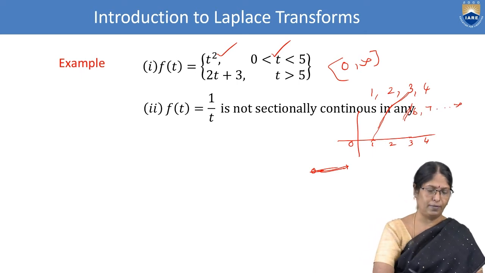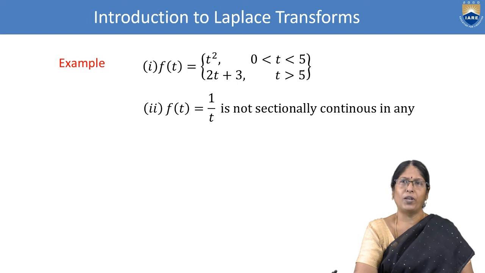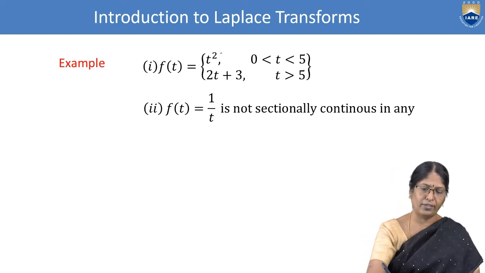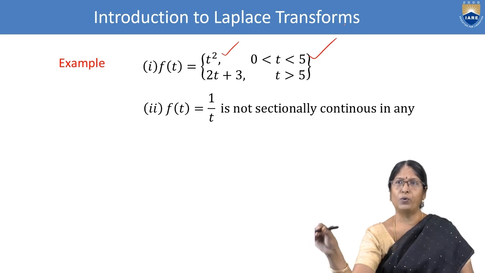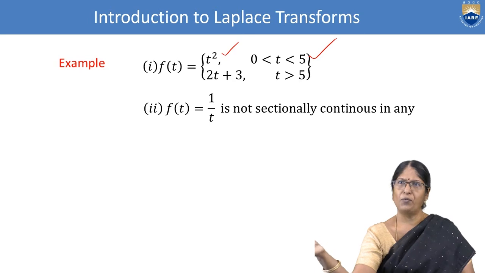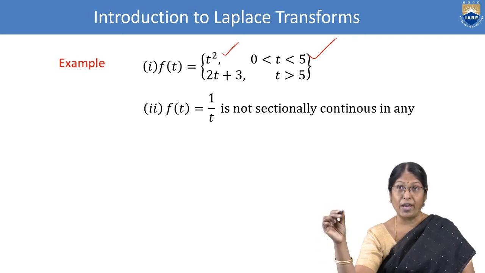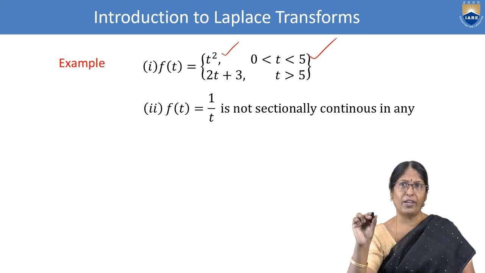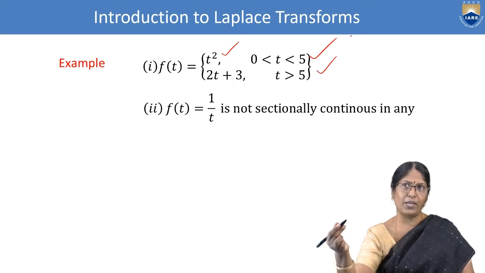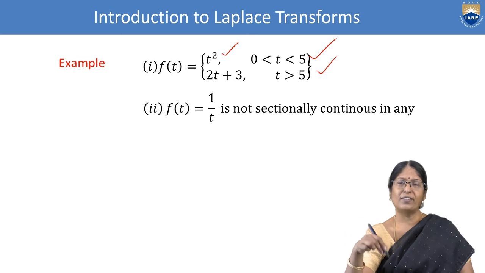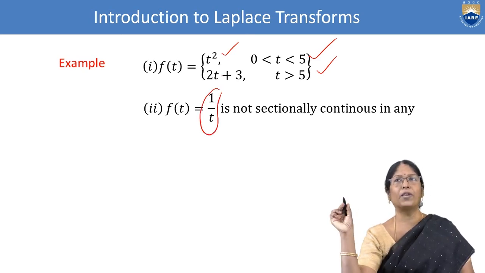Now, one more example: f of t equal to 1 by t. In the first example, t square is given, which is fine because for 0 to 5 we can select any of 1, 2, 3, 4, substitute, and get a value. Here also, with 6, 7, 8, we substitute and get a value. Whereas the second example, f of t equal to 1 by t, is not piecewise continuous. Why? What is the difference? The first one satisfies the definition, whereas the second function does not.